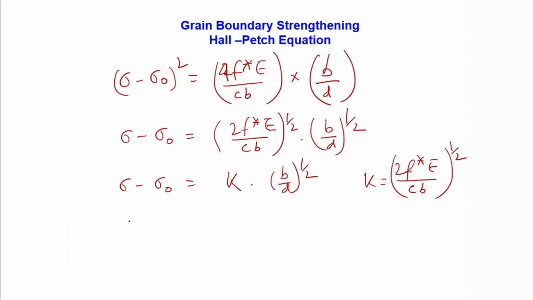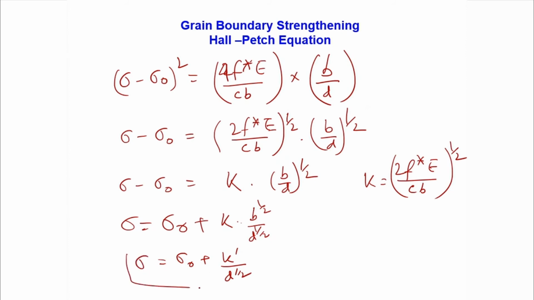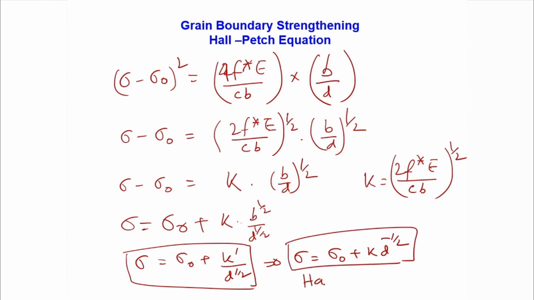So then we can write sigma is equal to sigma 0 plus K B by D to the power half. In many cases people write sigma is equal to sigma 0 plus K D to the power minus half. That is the Hall-Petch equation, which you have derived, and you should do it yourself. You must do it yourself. So, you understood how to derive the Hall-Petch equation, right?